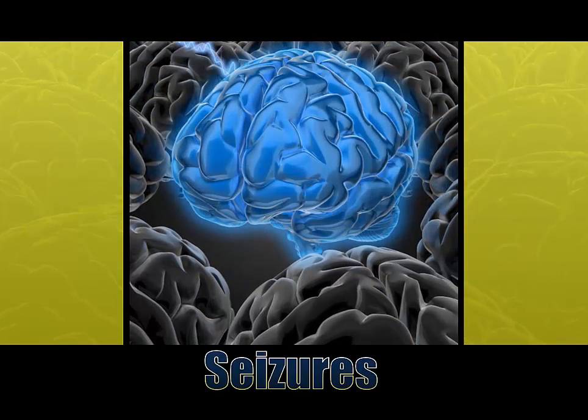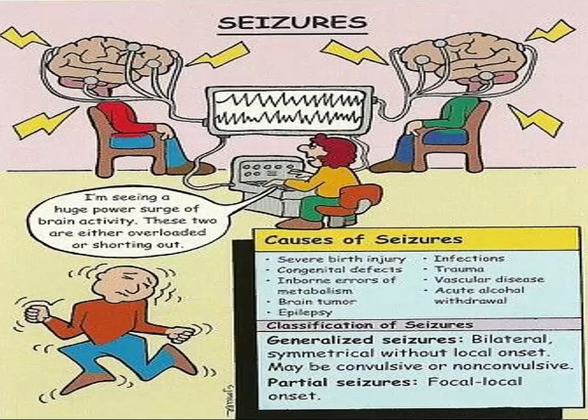Next, we're going to talk about seizures. Seizures may result from metabolic disorders, acute alcohol withdrawal, electrolyte disturbances, heart disease, high fever, stroke, and substance abuse. Seizures can be created by metabolic imbalances, neurotoxins, and heavy metals in the body.